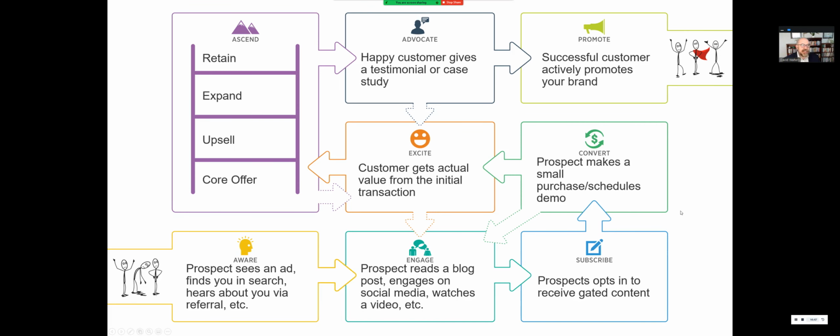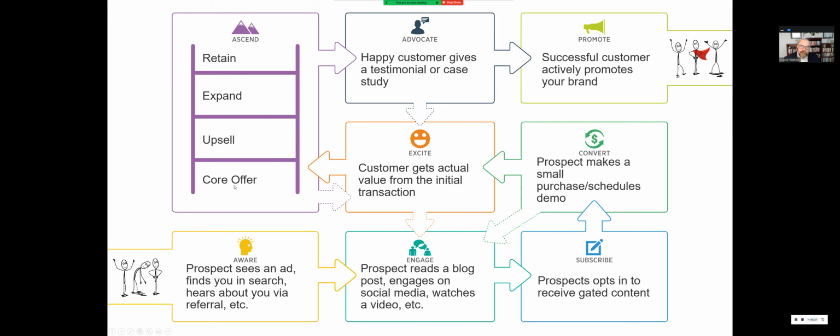So this is a generic example of how the customer value journey would be put together. And as you see, we would typically start at the ascend stage. So we'd look at the core offer, we'd look at the upsells that are appropriate, the expansion opportunities, so the cross sells, and then the retention, which will be a subscription service.